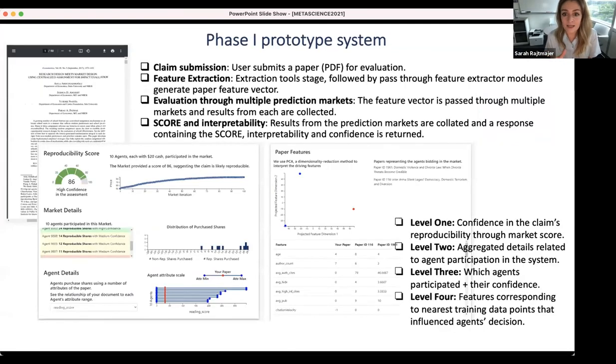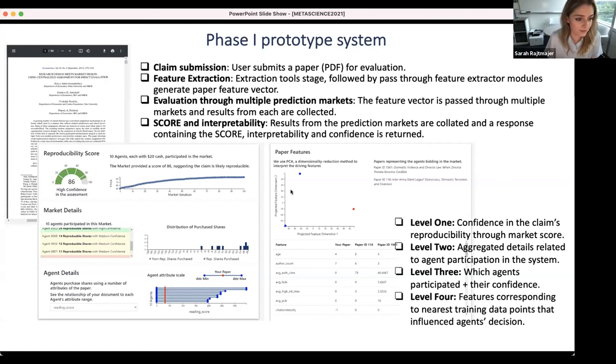We have a UI, and we're doing some usability testing. So the prototype system is essentially a dashboard. You can upload a PDF. Our feature extraction pipeline extracts features, and those features get passed to our synthetic market. And the number of agents participating, the distribution of the purchase shares, and the price of a well-reproduced asset over the iterations of the market are all displayed.